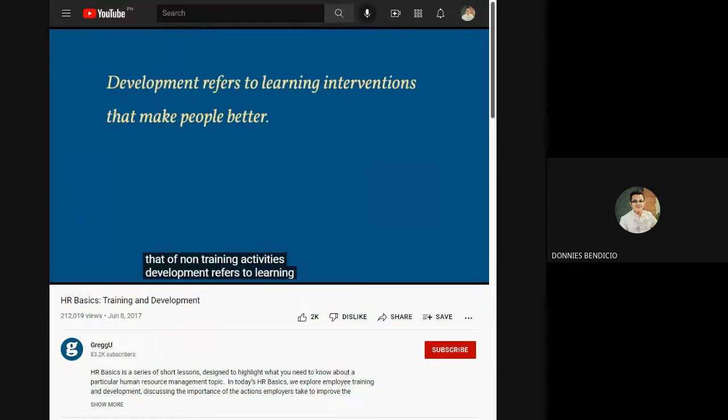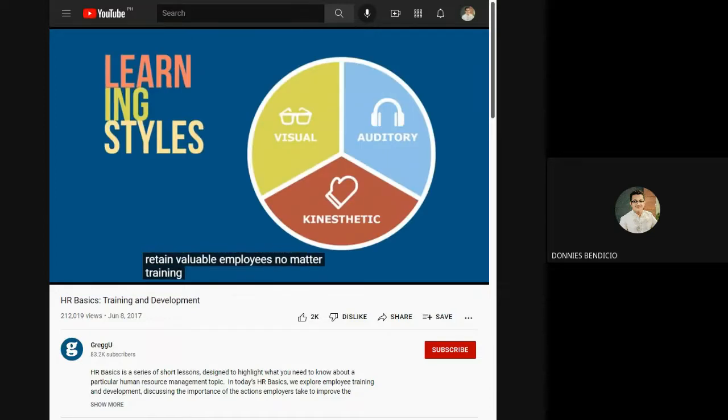Development refers to learning interventions that make people better. Employee development is almost universally recognized as a strategic tool for an organization's continuing growth, productivity, and ability to retain valuable employees. No matter training or development, people learn in various ways. Learning styles indicate the most effective methods of instruction for various types of learners. When developing training content and delivery methods, recognizing these differences enhances the effectiveness of training.